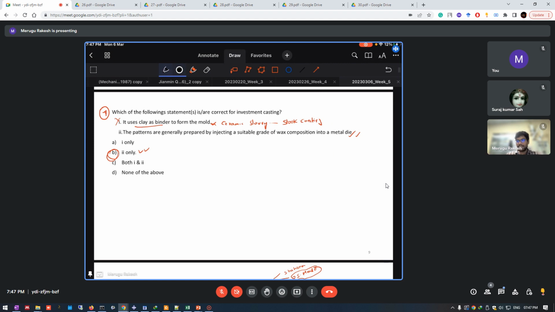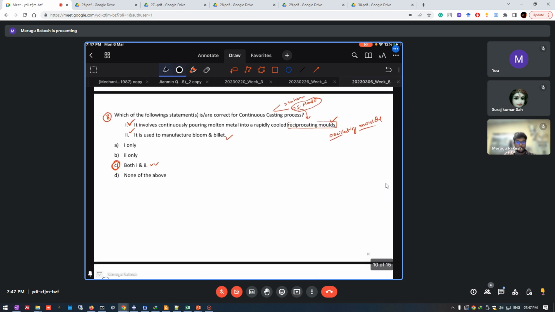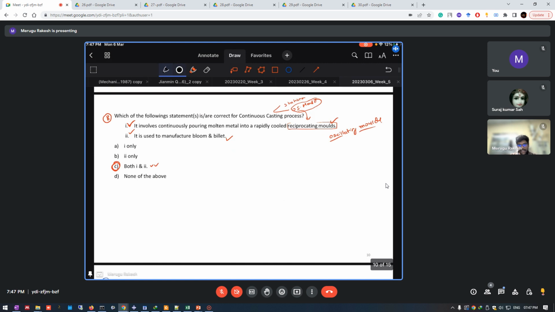Then in investment casting, we will not use any clay type of binder. We directly dip in ceramic slurry. We have multiple ceramic coatings till we get the desired thickness. Then we burn out the wax. That is what we also call stucco coating. Then in continuous casting, we have different types: we can use a stationary mold, or we can use an oscillating or reciprocating mold.